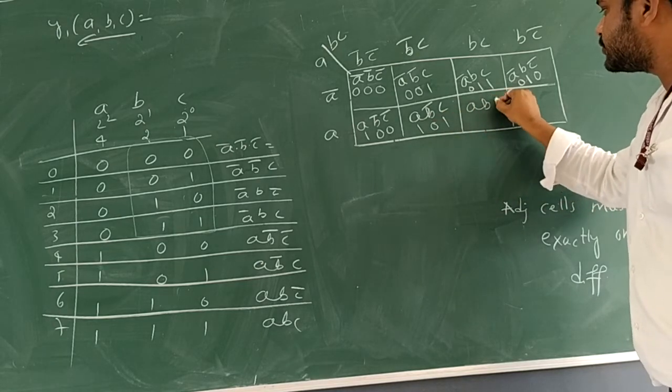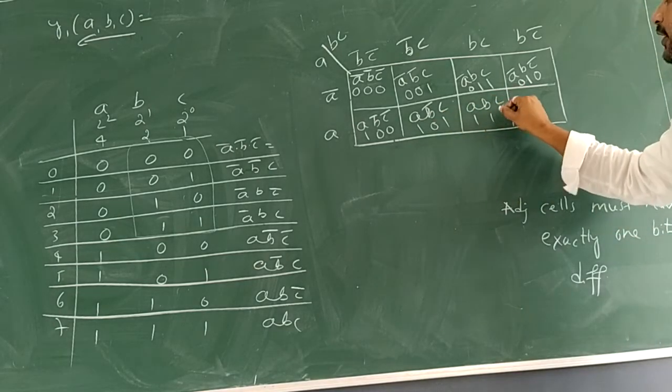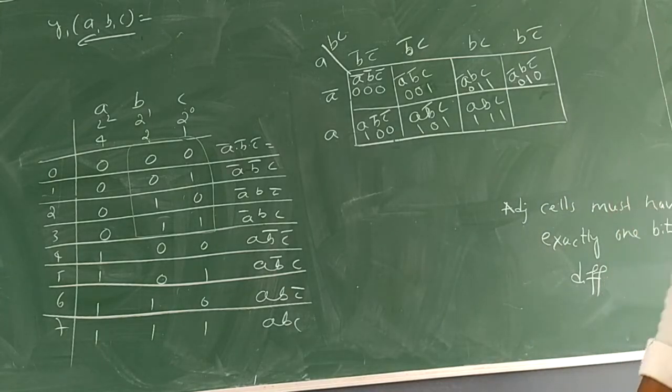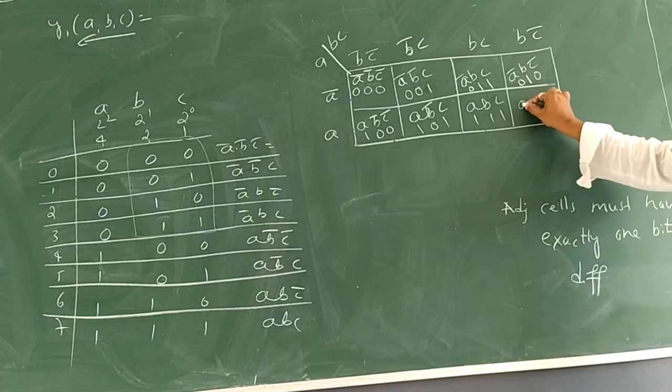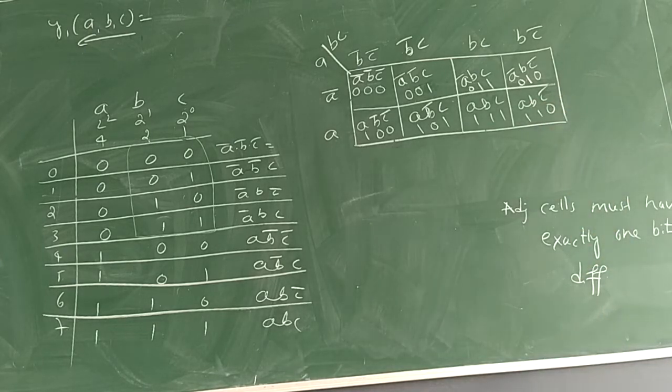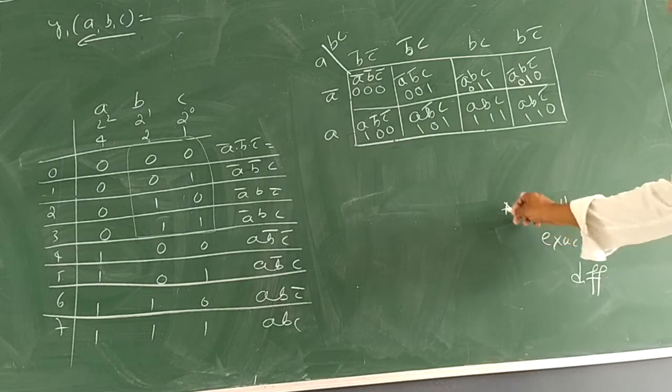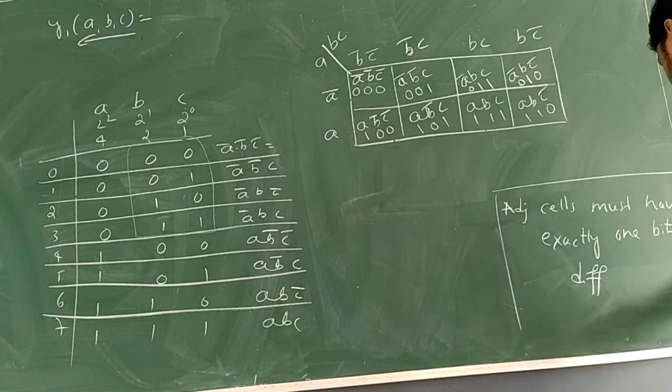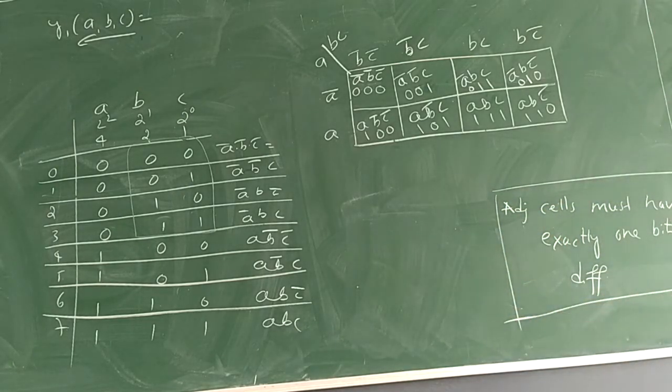Next cell, A, B, C. That means all are ones. Last cell, A, B with C complement. That is 1, 1, 0. Okay. Now, before I go for identifying the cells, let's concentrate on this rule. The rule is: adjacent cells must have exactly 1 bit difference.